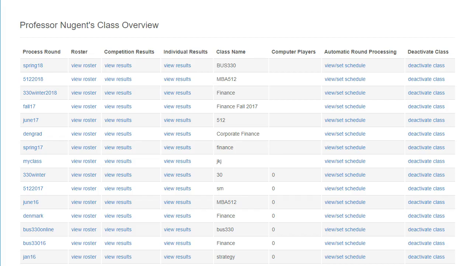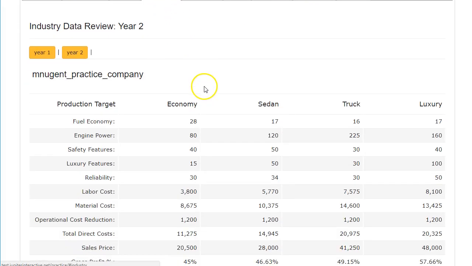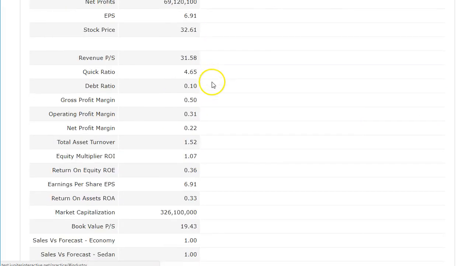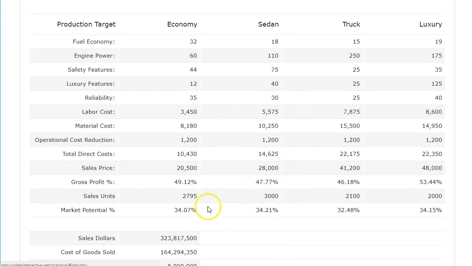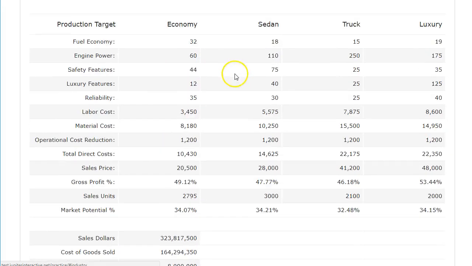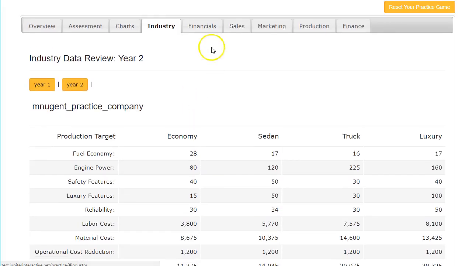Okay. Oops, too many screens open. Let me close a few of these. All right, so now I'd go into industry. I'd look at my competitors. So this is, I'm the first company. How did the other companies build the car? What were their demand and forecast? What were their points? What were their ratios? So I'd do a thorough review of my competitors and see where I'm excelling and where I'm falling behind.